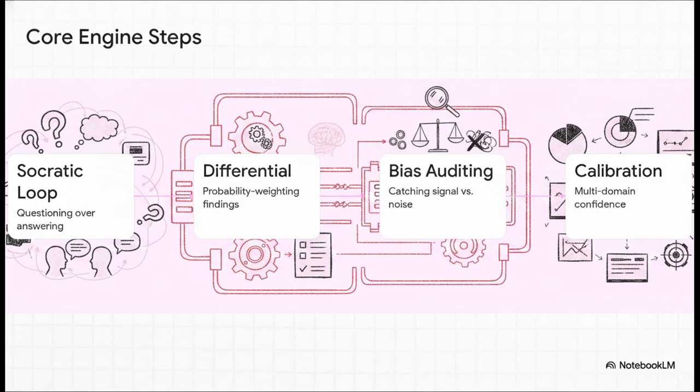Next up is differential building, which is transforming raw clues into a probability-weighted list of options. Then, of course, we audit for biases. And finally, we hit calibration. This is cool because instead of a simple, oh, I'm 80% sure score, we use multi-domain confidence reporting. That means we're actually grading confidence across completely different variables and contexts.